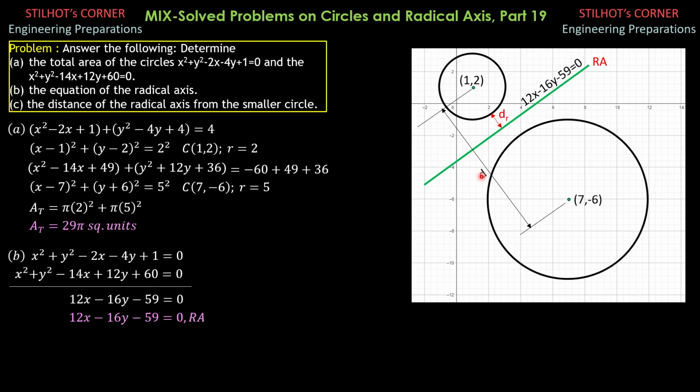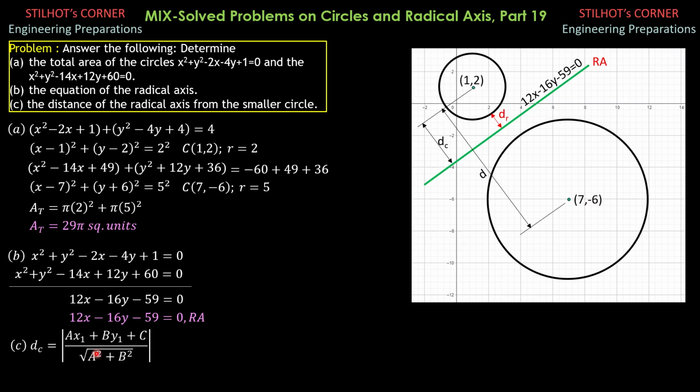Then you have this d sub c, the distance of the radical axis from the center. Therefore, this d sub r is simply d sub c minus the radius of the smaller circle, which is 2. Now, for this d sub c, this is the distance of this line, the radical axis, from the point 1, 2. That is the absolute value of ax1 plus by1 plus c all over the square root of a squared plus b squared. For the derivation of that formula, you just look at the previous videos. So this is the formula.